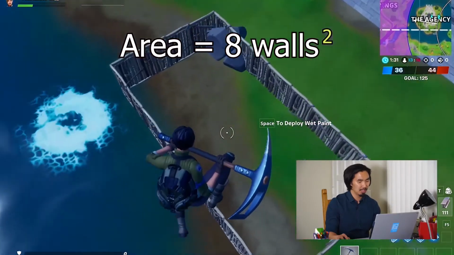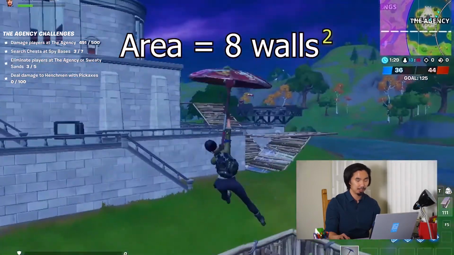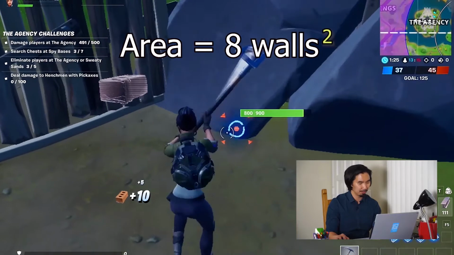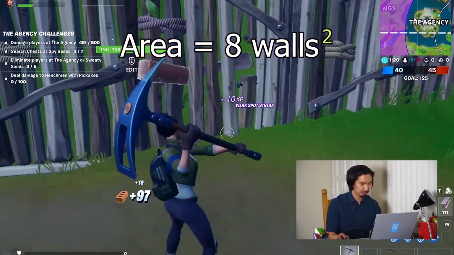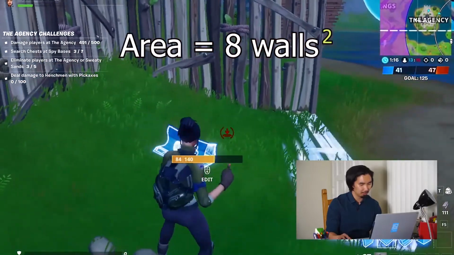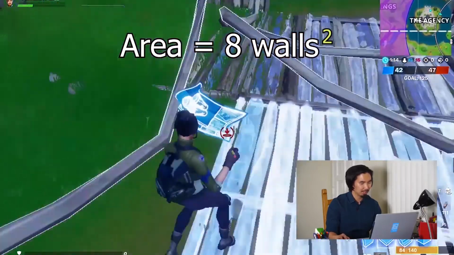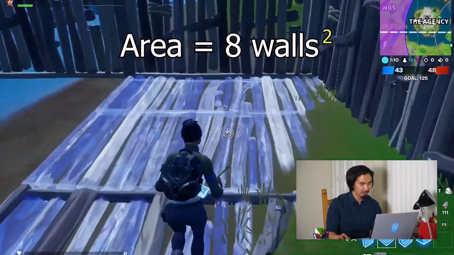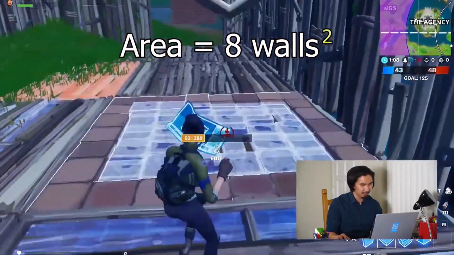Here we go, jump down. All right, so I should be able to fit 8 squares in this. Let's get rid of this rock. Okay, so we gotta do some floors. Should be 8 squares total. 1, 2, 3, 4, 5, 6, 7, 8.